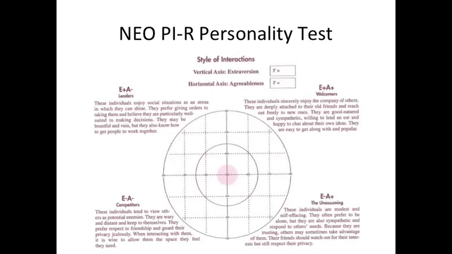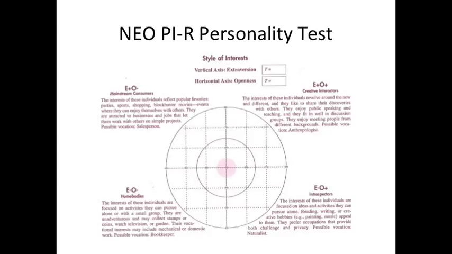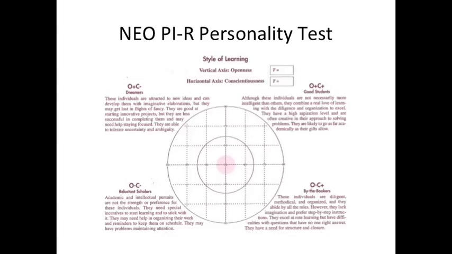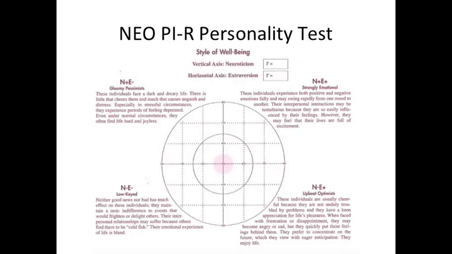We have the way that a student interacts with others, which we generally consider a combination of extroversion and agreeableness. We have the general kinds of interests that a person has, which we create from a combination of extroversion and openness. We have the style of learning that a student prefers, which is a general combination of openness and conscientiousness. And finally, the style of well-being that a student has, based on their neuroticism and extroversion. In other words, whether or not they're optimists, pessimists, low-key, or a bit high-strung.